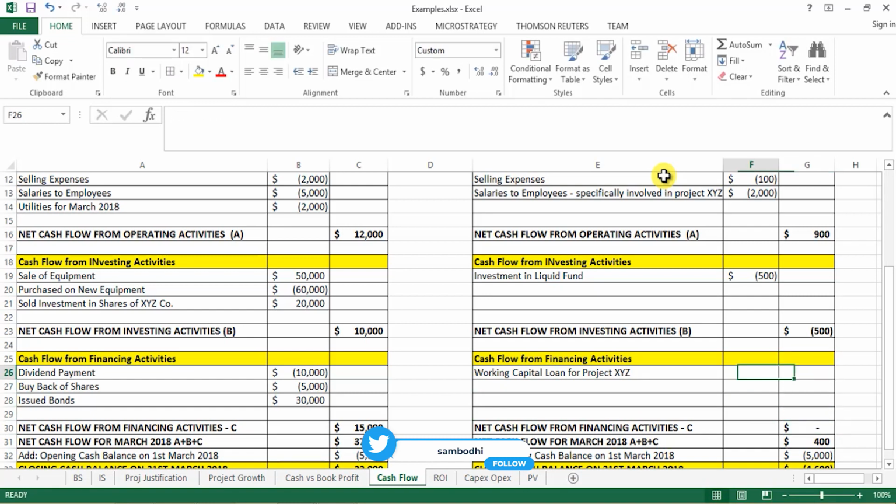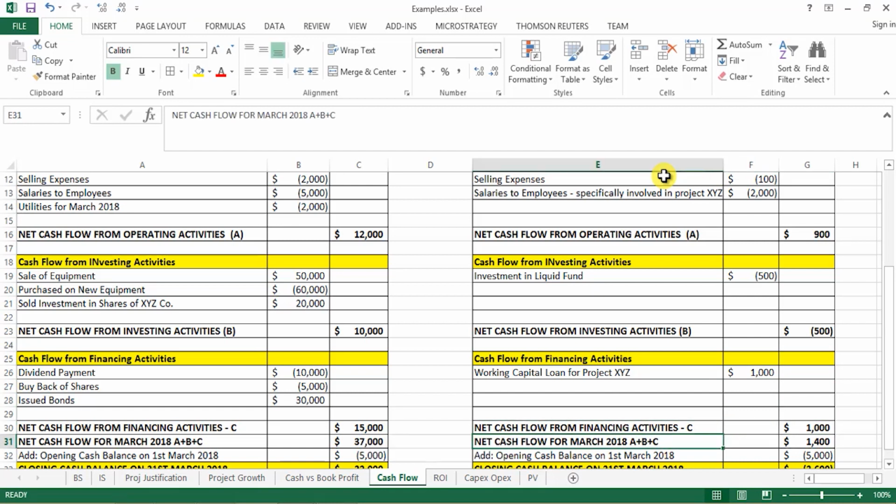Oh, sorry, I'm not supposed to write this here. It's supposed to come over here. $1,000. Now, net cash flow from the operating activities, let's say that is the total. Obviously, that's the total of these three things. Sorry, my bad. I went to a different zone.